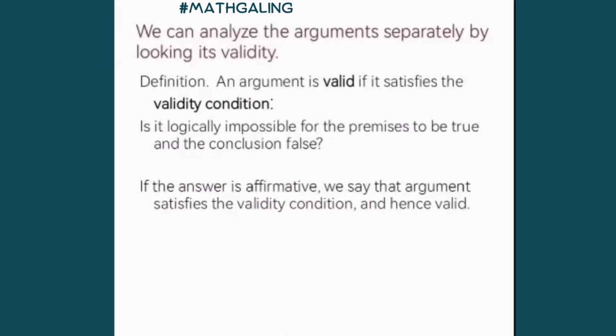We can analyze the arguments separately by looking at their validity. Definition: an argument is valid if it satisfies the validity condition. Is it logically impossible for the premises to be true and the conclusion false? If your answer is affirmative, we say that the argument satisfies the validity condition and hence is valid.